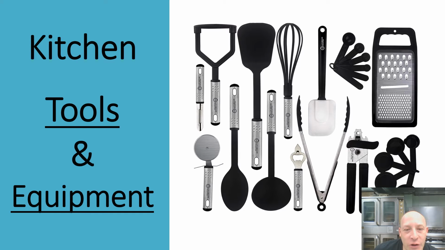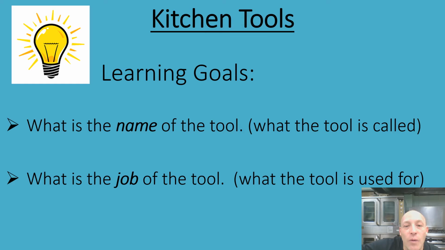Before we get into cooking and cutting and following recipes and measuring and everything else, the first place we need to start after sanitation and safety is learning the names of tools and the equipment that you would either use at home or if you had a job in a restaurant. What we're going to be learning in this lesson is the names of the tools, what it's called, and the job of the tool, what it's used for.